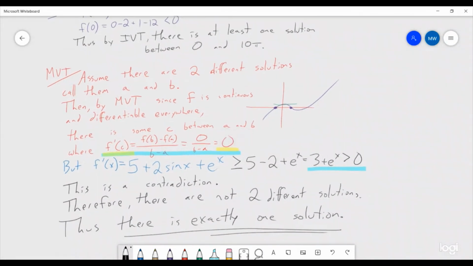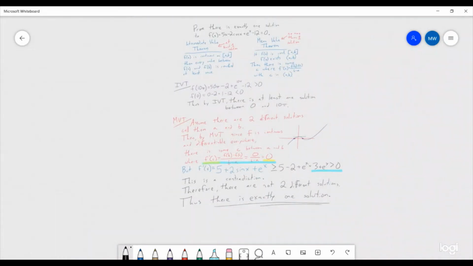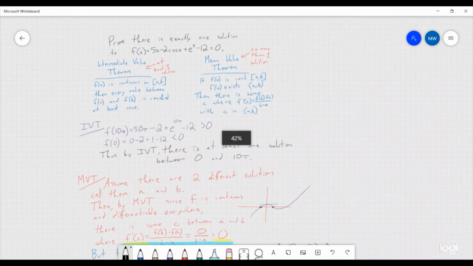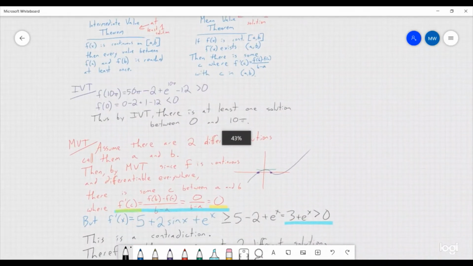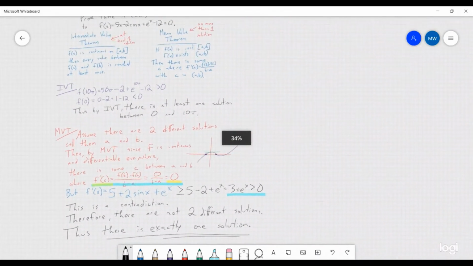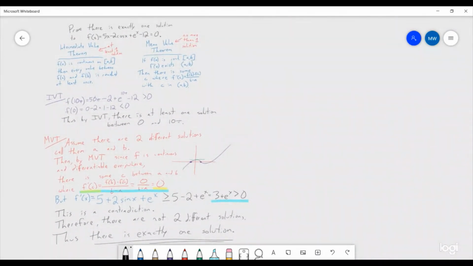So, it is a little bit tricky to go through all the different pieces, but remember, Intermediate Value Theorem says that there's at least one solution. Mean Value Theorem shows that there can't be more than one solution. You put it all together, and that's how we would prove that there is exactly one solution.